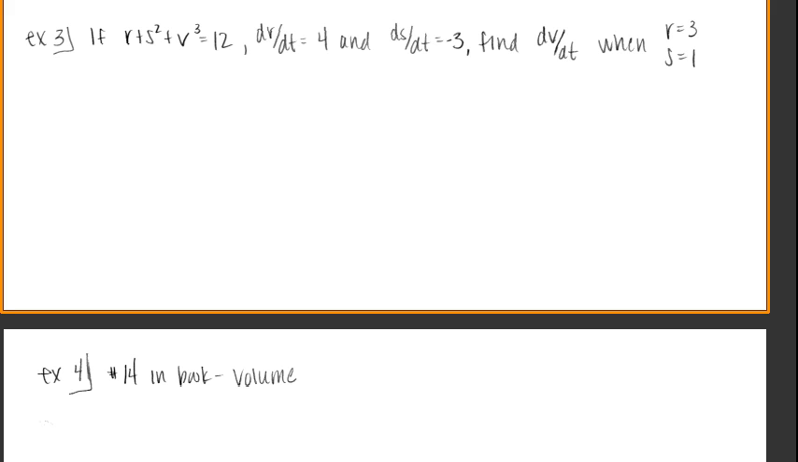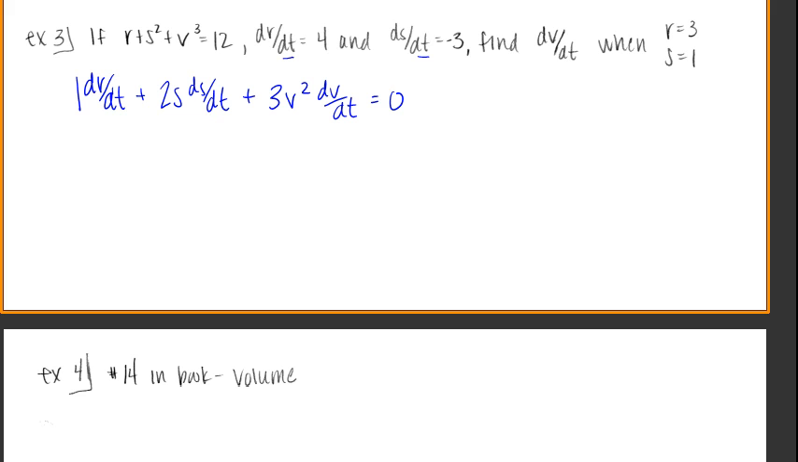To start this problem, they tell us right here, we're going to be taking the derivatives of each of those variables with respect to time. So the derivative of r is going to be 1 dr dt. The derivative of s squared would be 2s ds dt. v cubed would be 3v squared dv dt. And then the derivative of 12, since it's a constant, will be 0.